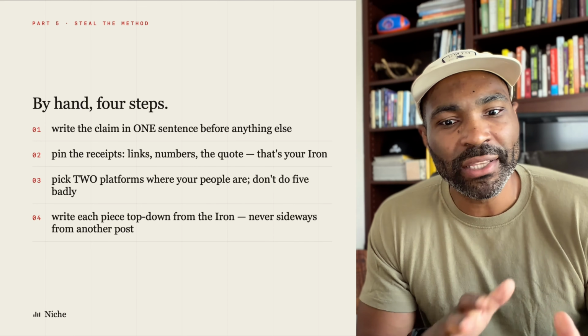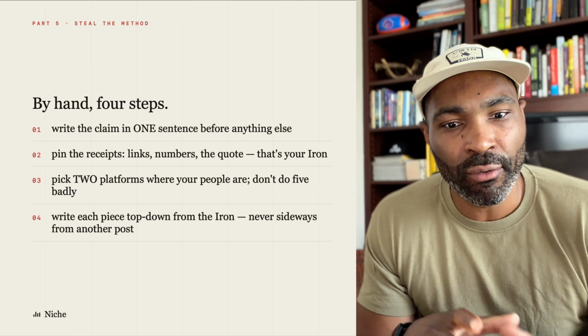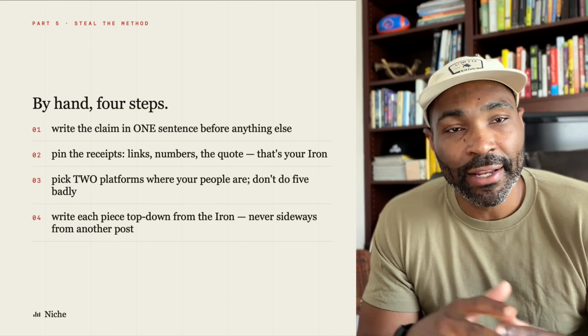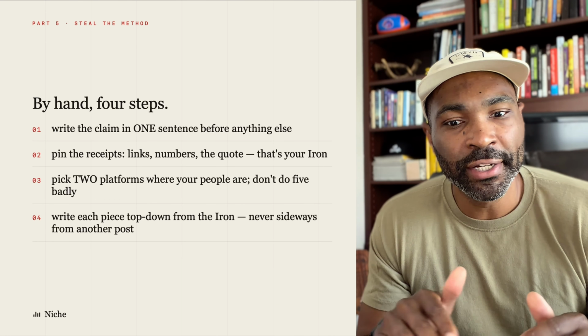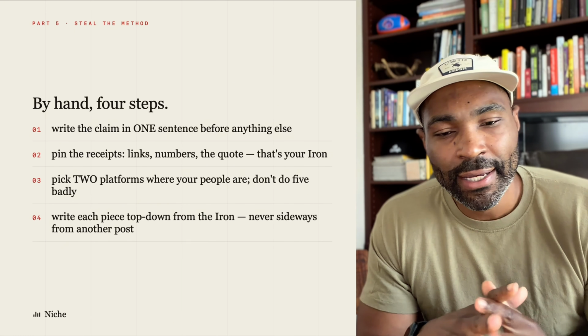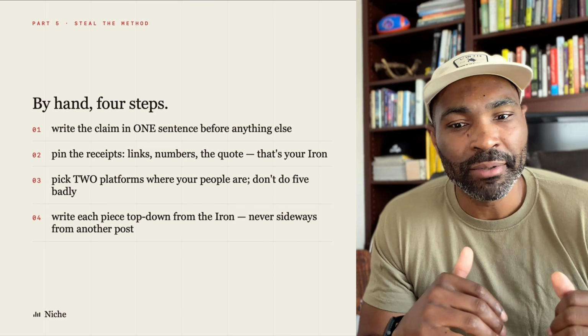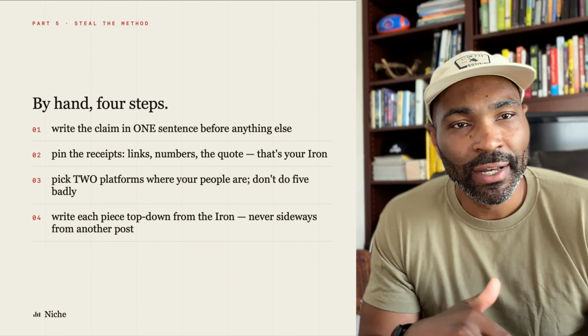So three, pick the couple of platforms where your people actually are, where your followers are the largest. And then you can do 2 or 3 of them really, really good as opposed to doing 5 of them poorly. And then four, write each piece top down, from the iron itself.